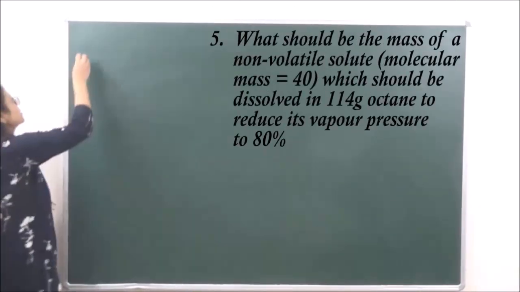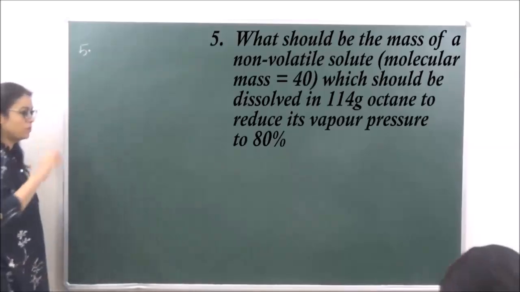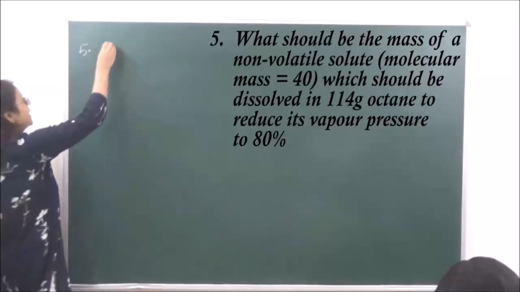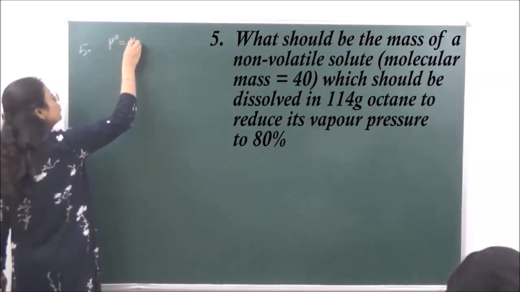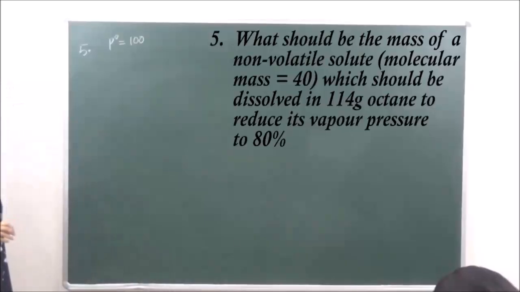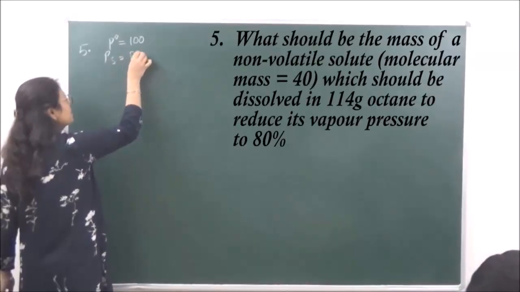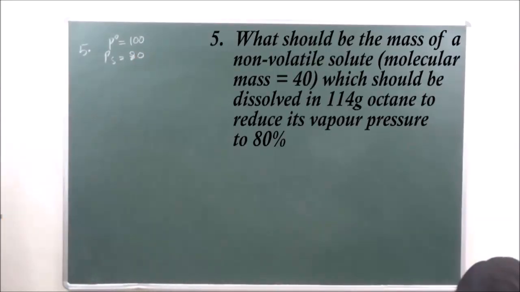Last question is question number 5. What should be the mass of a non-volatile solute of molecular mass 40, which should be dissolved in 114 grams of octane to reduce its vapor pressure to 80%? So over here let's assume that the vapor pressure of the pure solvent is equal to 100. So the pressure of the solution PS will be 80% of that, means 80.